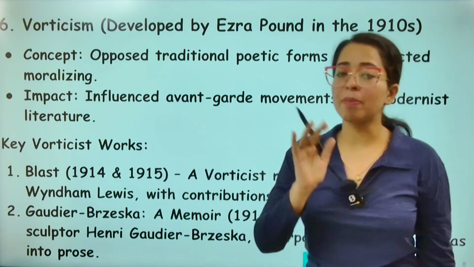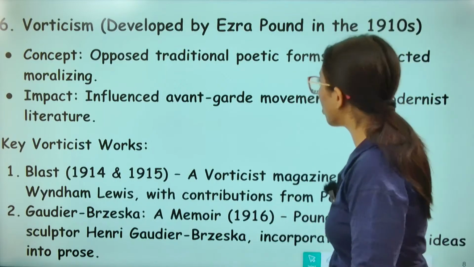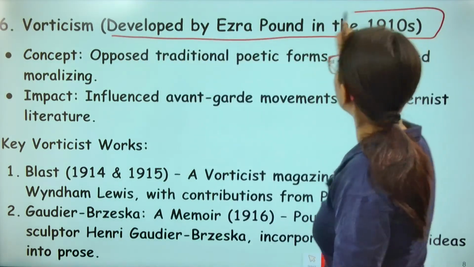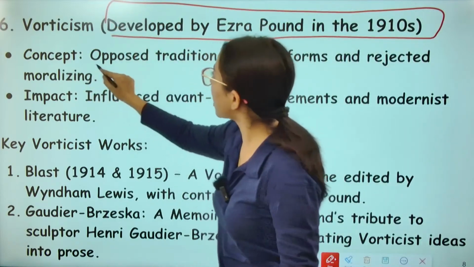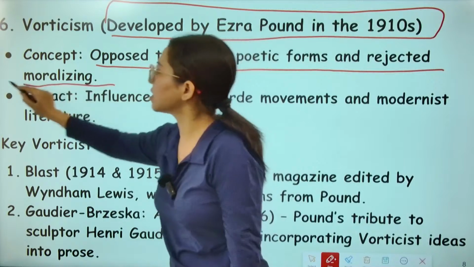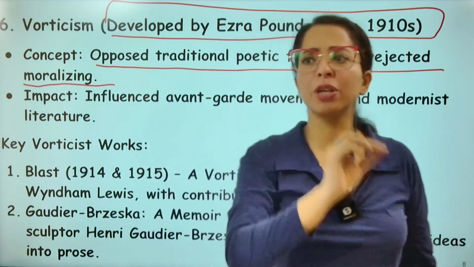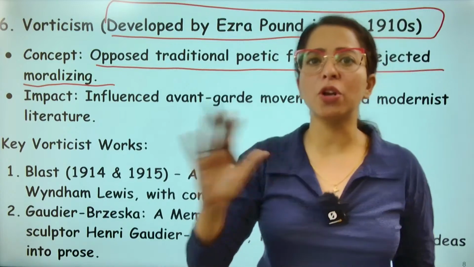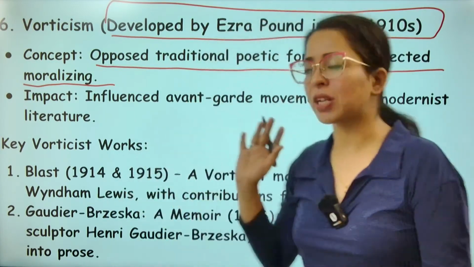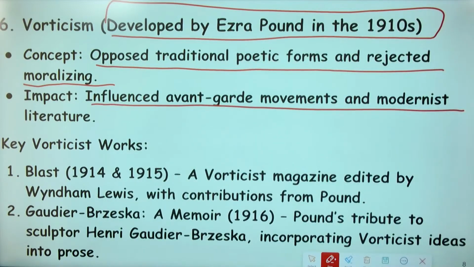Imagism के अलावा हमारा एक और American literary movement है जो बहुत ही ज़्यादा important था. That is Vorticism. Vorticism was also developed by Ezra Pound in the 1910s. Concept: this opposed traditional poetic forms and rejected moralizing. Vorticism was कि जो ट्रेडिशनल आइडिया था मॉरलाइजिंग का कि हर पोइट्री में, वर्क में, ड्रामा में, नॉवल में मॉरल होना चाहिए, कोई ज़रूरत नहीं है. एज़रा पाउंड ने कोई ज़रूरत नहीं है, मॉरल ना भी हो तभी भी अच्छी बात है. This influenced avant-garde movement and modernist literature.